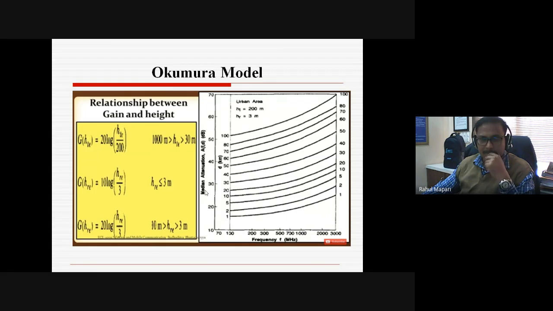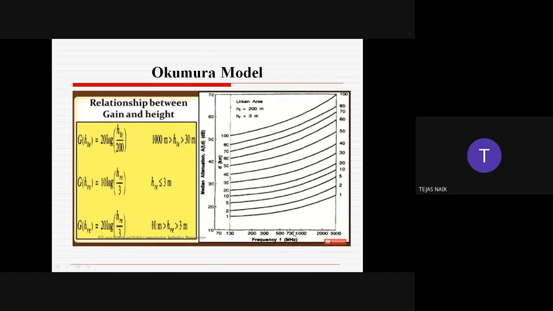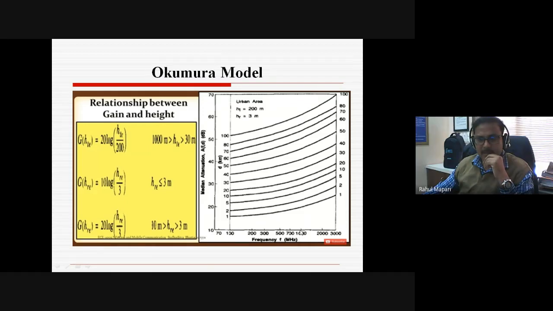It's very simple actually. Yes or no? Yes, sir. Okay. Second case, it operates at a frequency of 1000 megahertz, and the distance between the transmitter and receiver antenna is 70 kilometer. Then this one is the 70 kilometer graph. This is 1000 megahertz frequency.